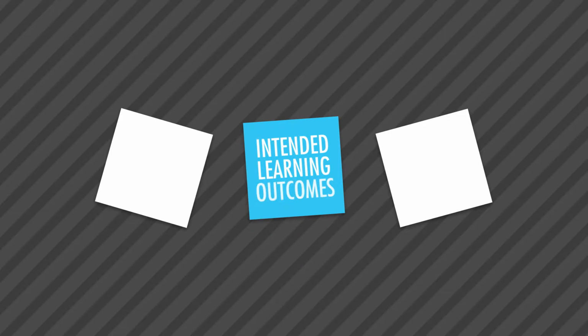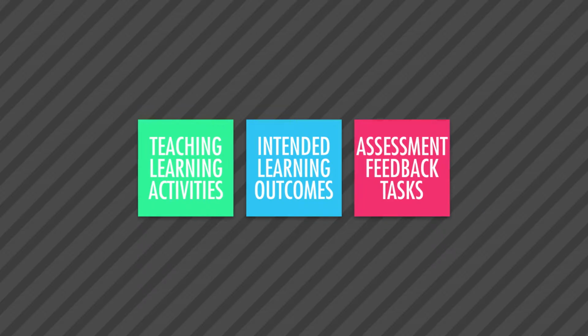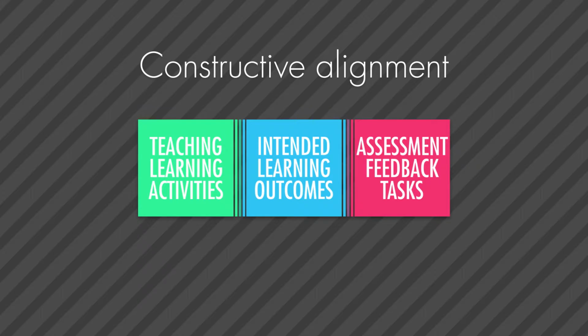The design of a course consists of three main building blocks: the intended learning outcomes, the teaching and learning activities, and the assessment and feedback tasks. In a well-designed course, those building blocks should all be aligned with each other. They support each other and are geared towards each other. Biggs and Tang call this way of setting up a course constructive alignment.